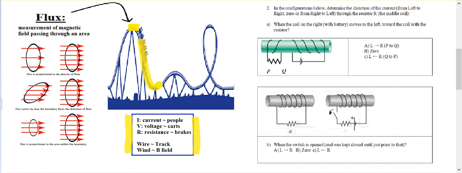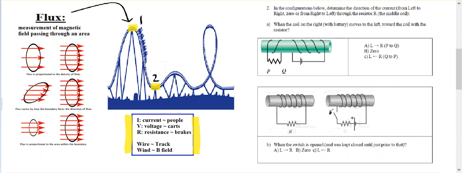So if we wanted to measure the amount of wind here versus the amount of wind here, they would be much different, right? So it's safe to say that the flux at point 1 would be much less than the flux at point 2 because there's much more magnetic field, more wind at point 2.